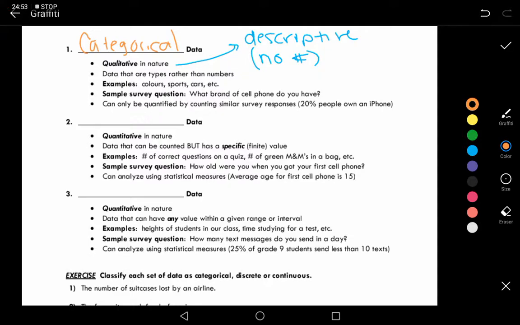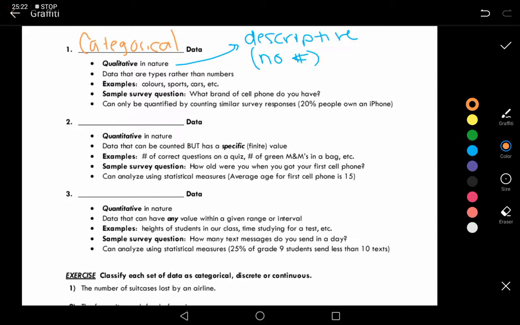Sample survey question: what brand of cell phone do you use? You're going to give me a description. You're going to say iPhone or Android or whatever. You're not going to tell me like two. You're not going to give me a number. It can only be quantified by counting similar survey responses. So it can only be made into numerical data if we, for example, said 20% of people own an iPhone. Okay, so that's the first type.